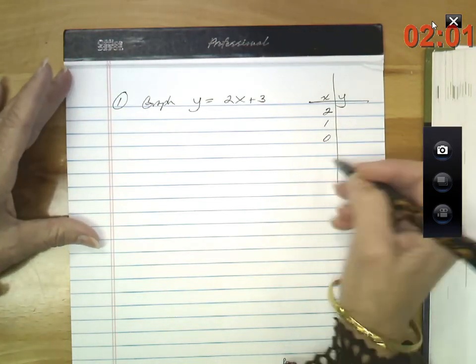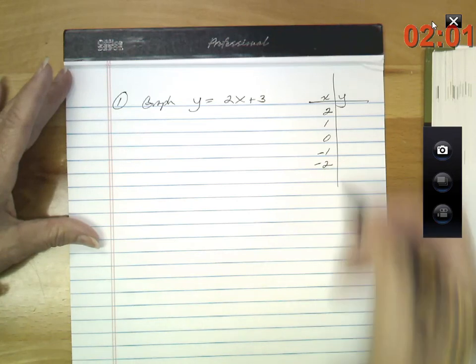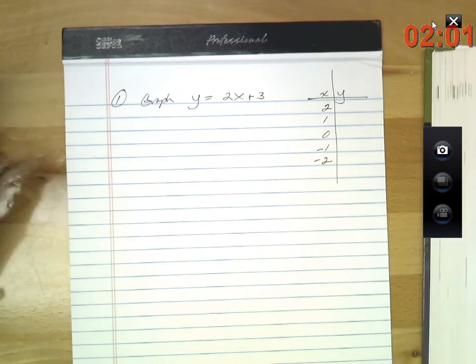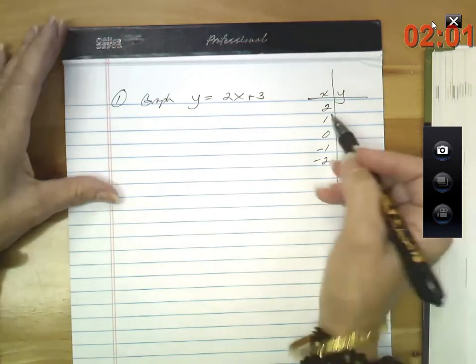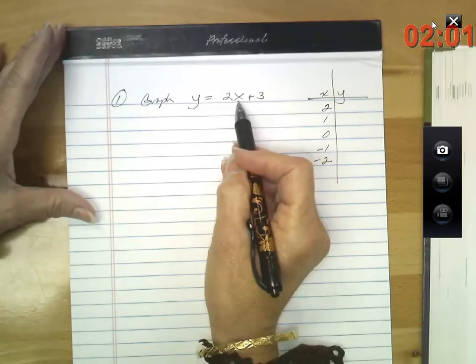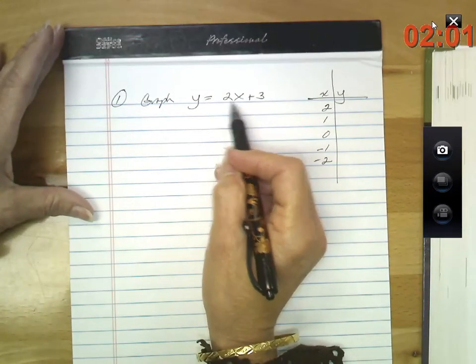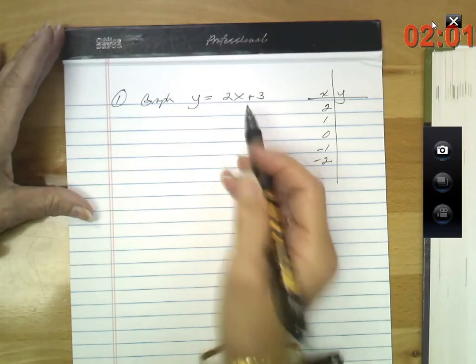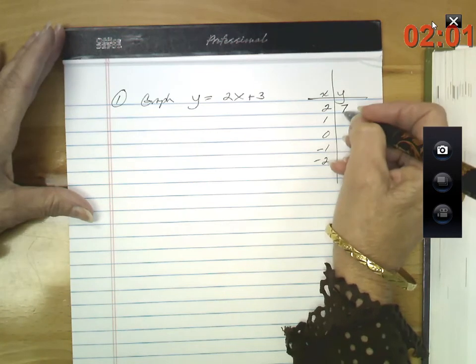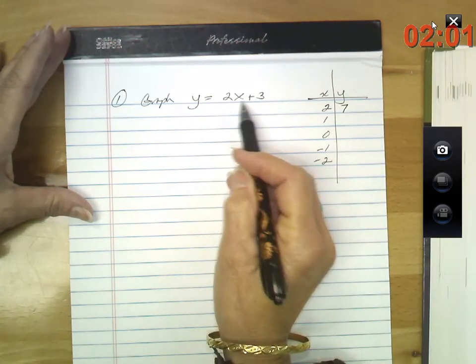I'm going to use a 0, and I'm going to use a negative 1 and a negative 2. And if I substitute 2 in place of x, what will y become? That will be 7? 2 times 2 is 4, plus 3 is 7.